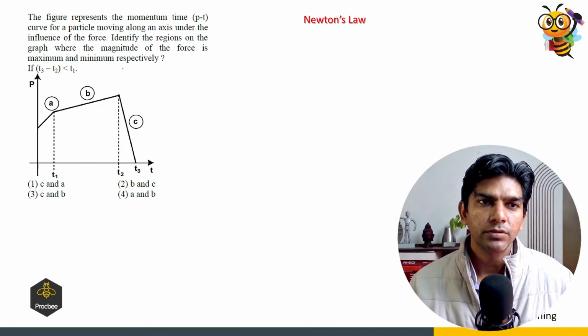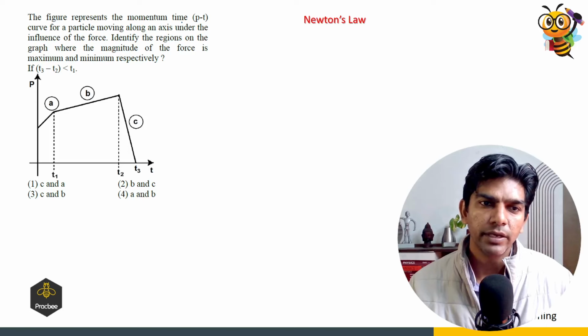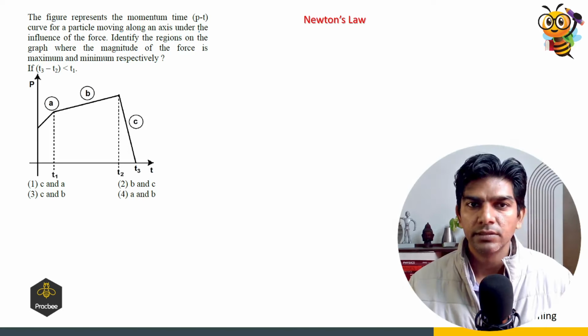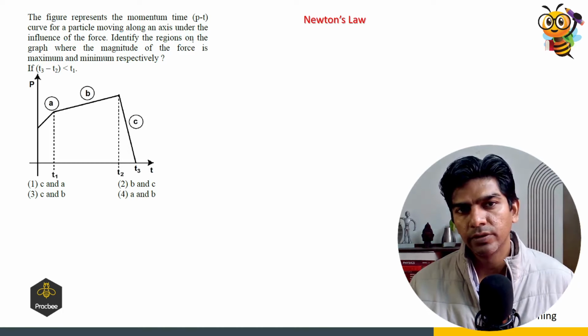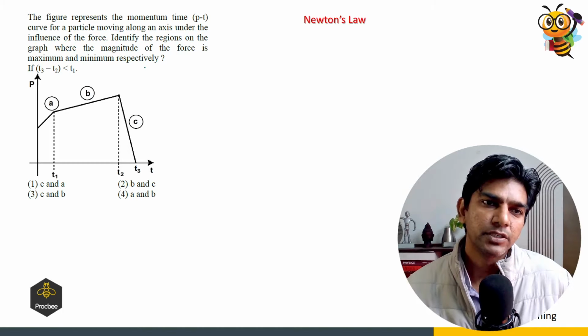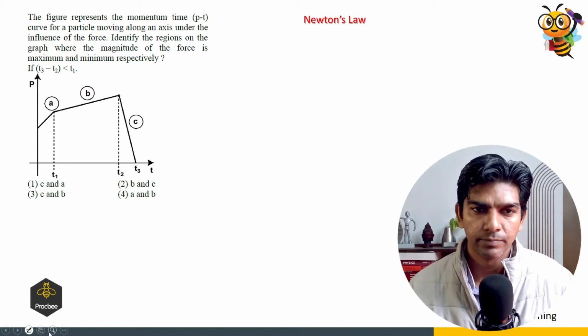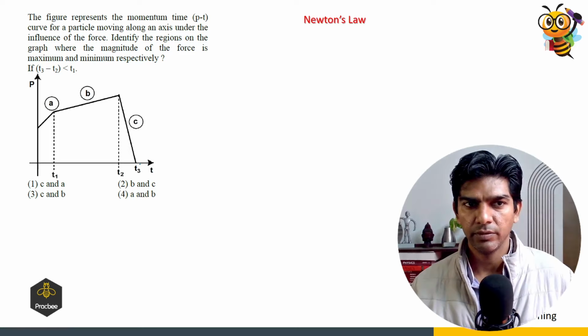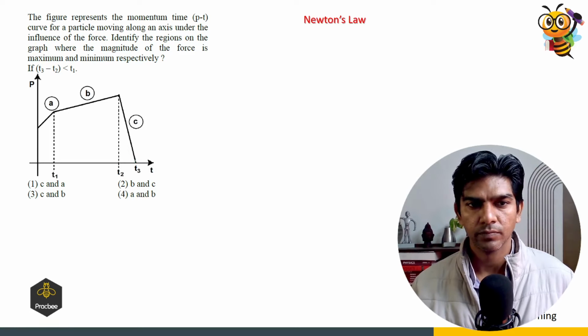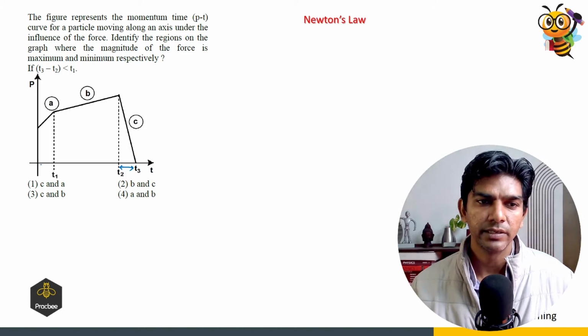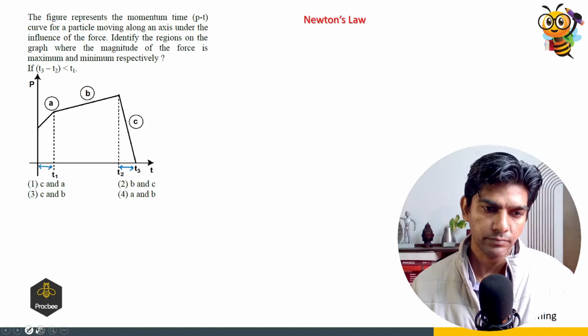Right. So let us see this question. The figure represents the momentum time graph for a particle moving along an axis under the influence of a force. Identify the region on the graph where the magnitude of the force is maximum and minimum respectively if T3 minus T2 is less than T1. So this gap T3 minus T2 is less than T1, right?